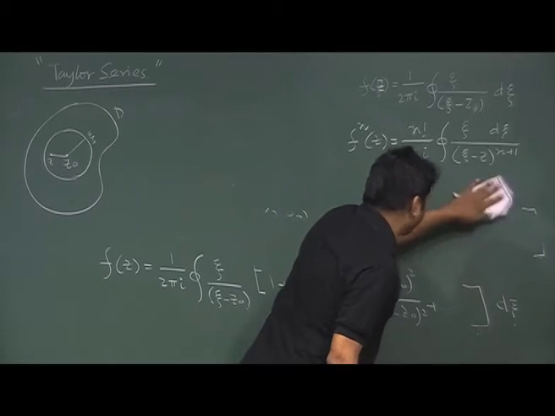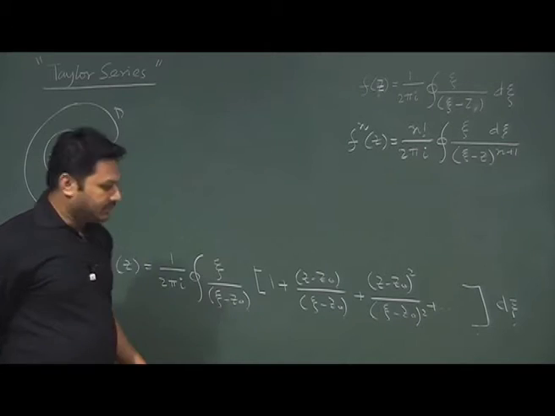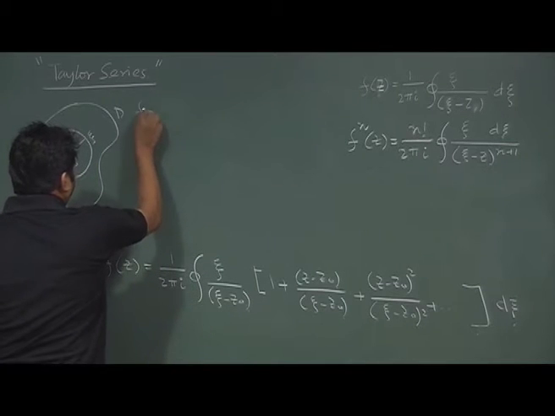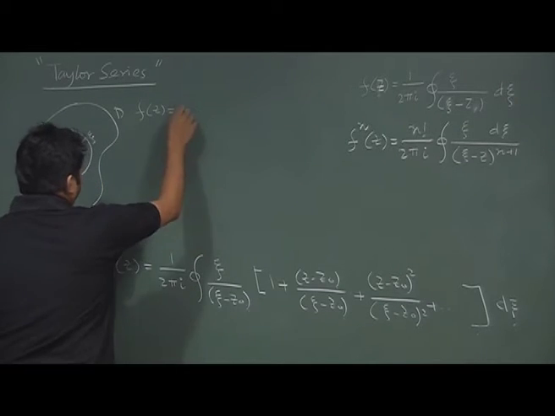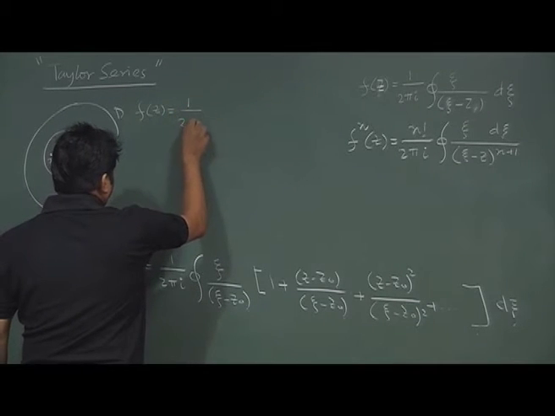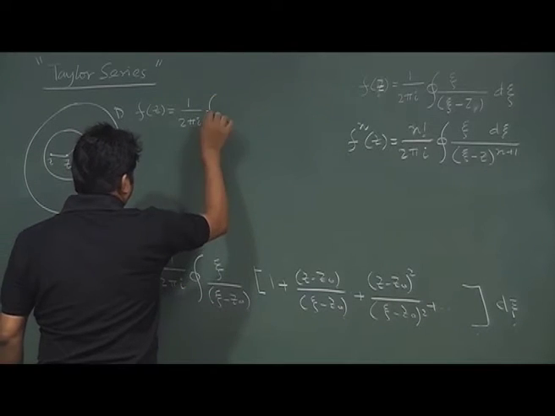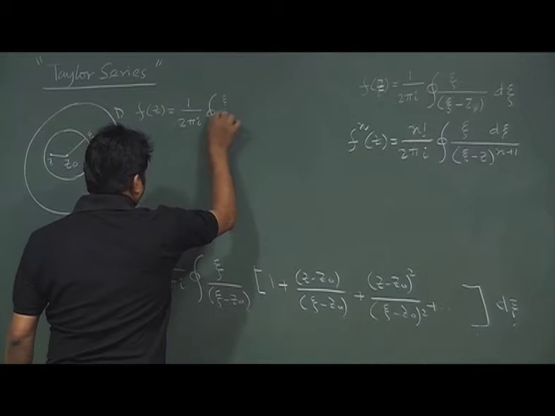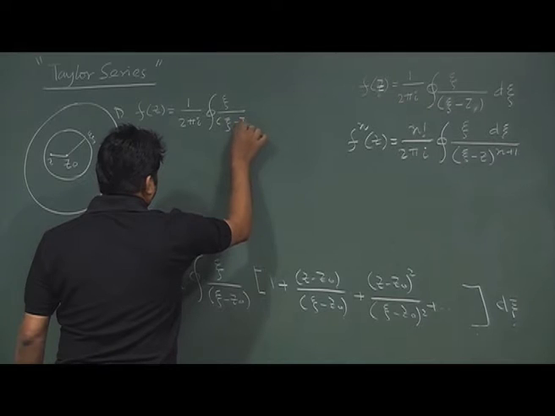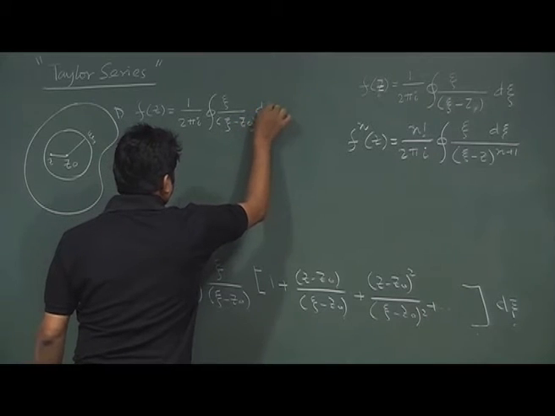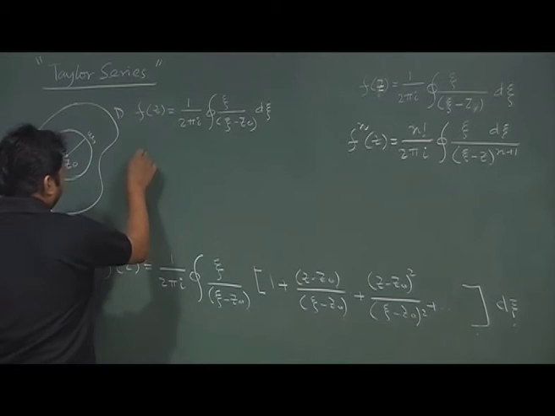Maybe I shouldn't require this also. Then my f(z), first term, if I calculate, it is 1 by 2 pi i, then integration of xi by xi minus z0 d xi. This is my first term. What is my second term?